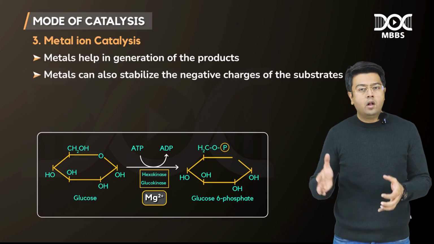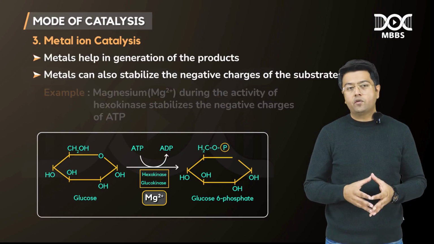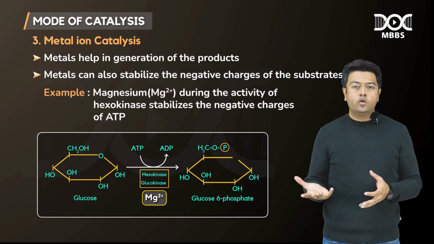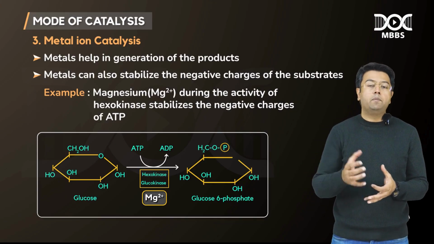Metals can also, guys, stabilize the negative charges of the substrates. For example, magnesium, during the activity of hexokinase, stabilizes the negative charges of ATP.